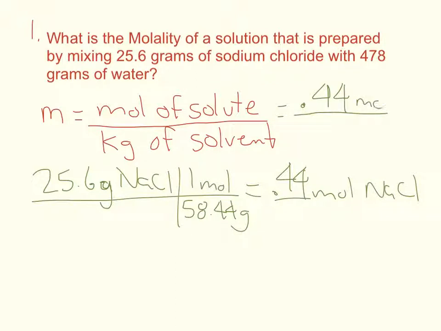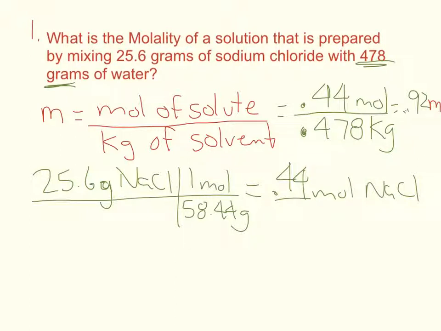And that's moles. Now we need kilograms of solvent, but I see I have 478 grams, so I need to change that to kilograms. I can do that in my head by moving the decimal 3 places to the left, and I get 0.478 kilograms. So now I have the correct units, moles over kilograms. And when I divide 0.44 by 0.478, I'm going to get 0.92 as my answer. And you could write moles per kilogram if you want, or you can just substitute in a lowercase m. Either one is fine.